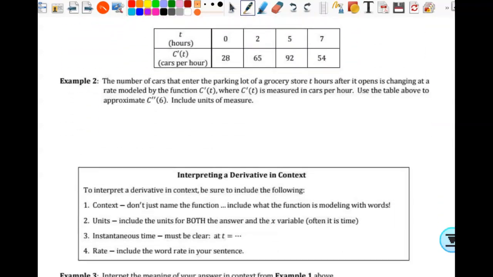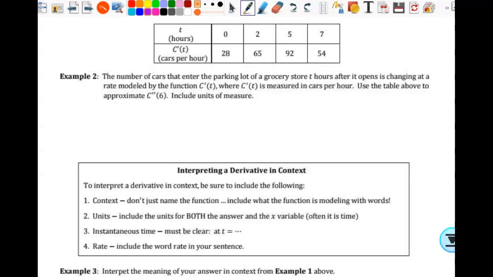Okay, so in example 2, the number of cars that enter the parking lot of a grocery store t hours after it opens is changing at a rate modeled by the function c prime of t, where c prime of t is measured in cars per hour, and it does tell me that right there. Use the table above to, again, approximate c double prime of 6. So c double prime is going to be how c prime is changing. So c double prime of 6. Can we find that exactly, or are we approximating? We're approximating. So squiggly.